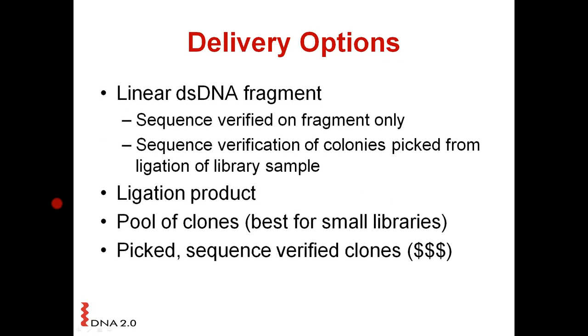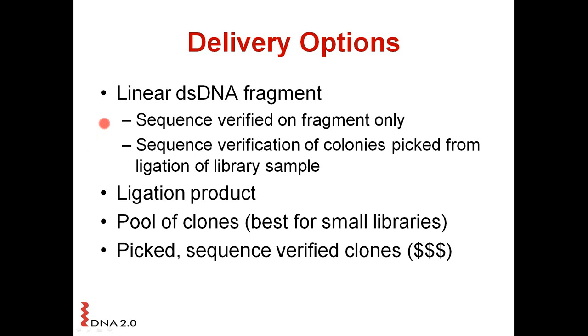Now, I've discussed these briefly, the delivery options for the libraries. Many customers prefer delivery of a linear double-stranded DNA fragment. The reason is because that way they can generate more of their library potentially, and it's going to give you the maximum possible diversity. As soon as the library starts to pass through E. coli, that is going to start limiting the diversity because no matter how carefully you design them, there's always going to be some issue around toxicities.